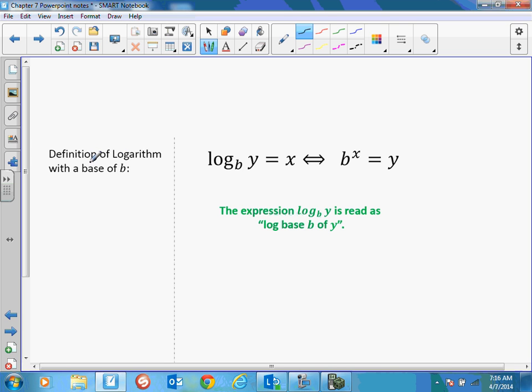The definition of a logarithm with the base of b. This is a really important formula that you're going to have to memorize and be able to apply and use. Log base b of y equals x is the same thing as b to the x equals y.